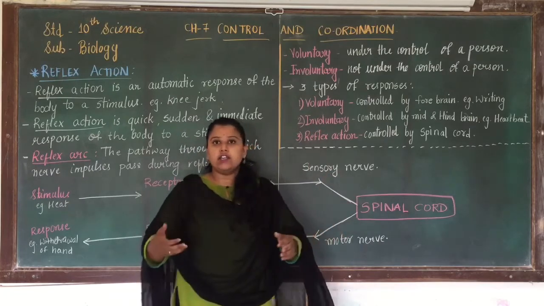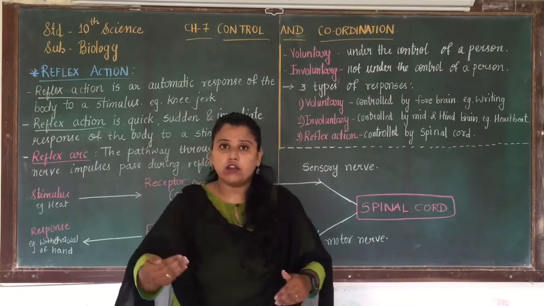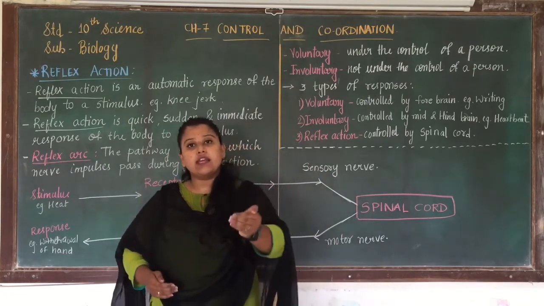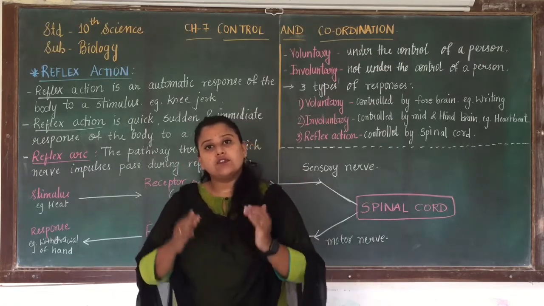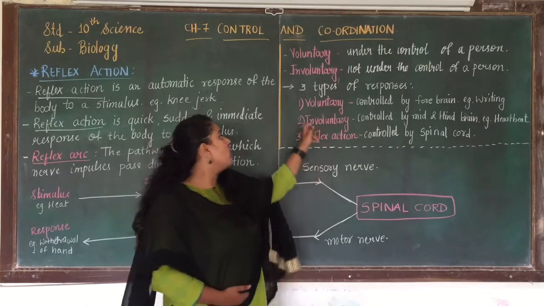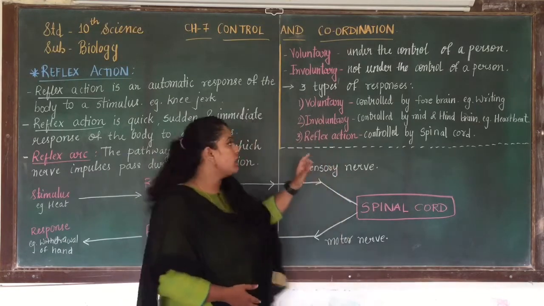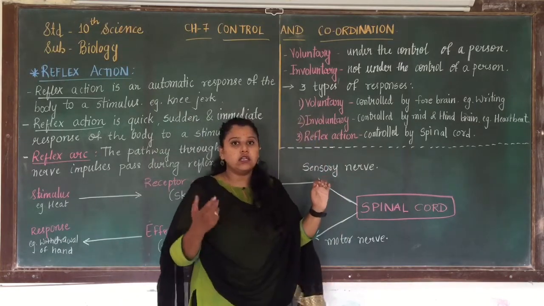So voluntary, if you want to run, then only you will run. If you want to write, then only you will write, right? So those kinds of movements or responses are said to be voluntary responses. That means they all are in your control.